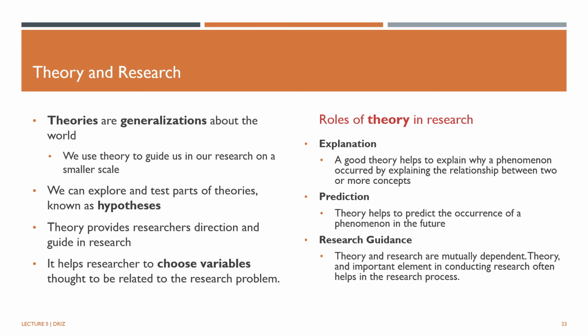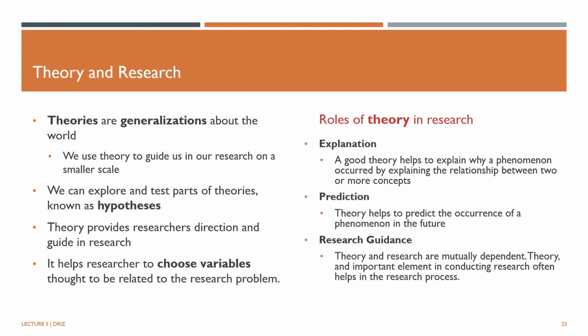So we use theory to guide us in our research on a smaller scale. With research, we can also explore and test parts of theories, or hypotheses. This is because a theoretical model is a simplified description of reality designed to yield hypotheses about human behavior that can be tested. Theory also provides researchers with direction in their research because theories allow us to make links between the abstract and the concrete, and between the theoretical and the empirical.